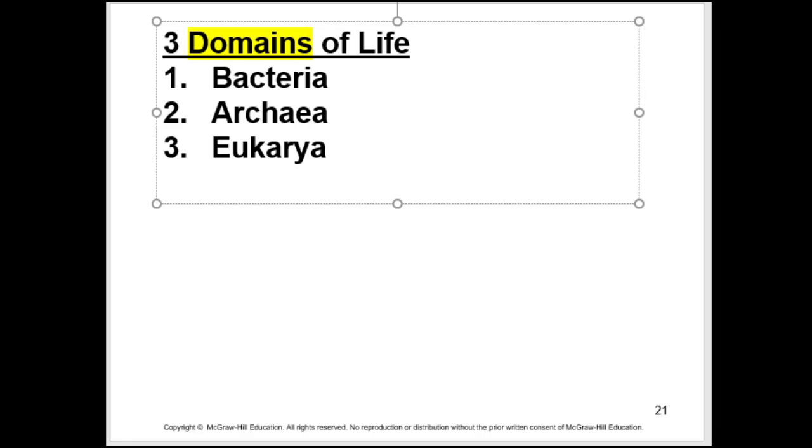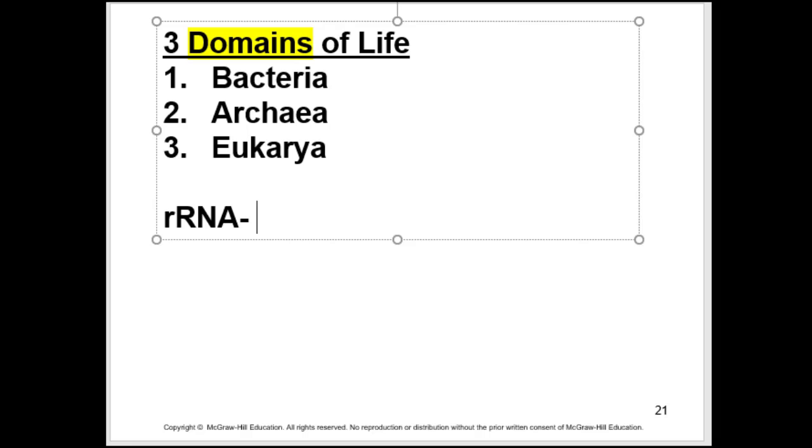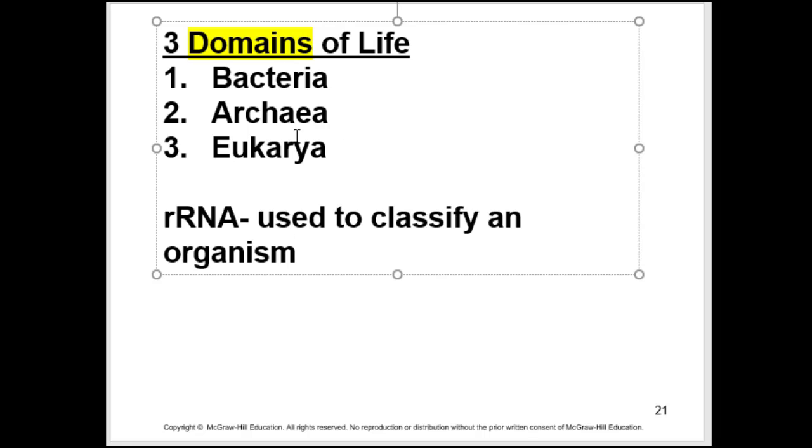What makes all of these three different domains unique? Remember I told you about ribosomal RNA. All three of these domains, we know that they are very different because they all have very different ribosomal RNA. So rRNA is what's used to classify an organism and fit it into its proper domain.